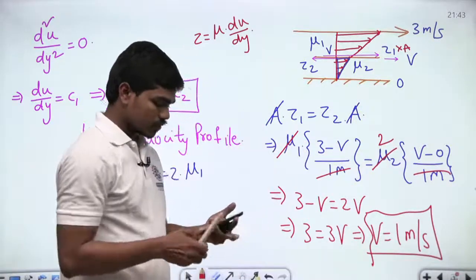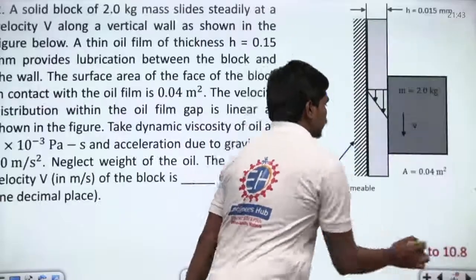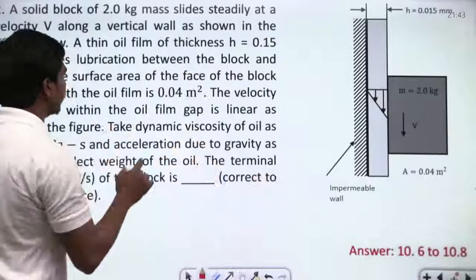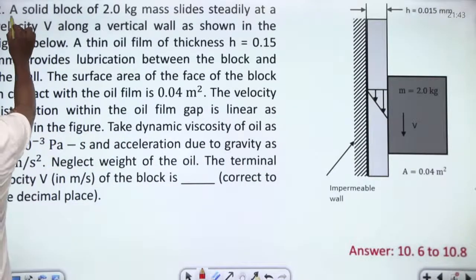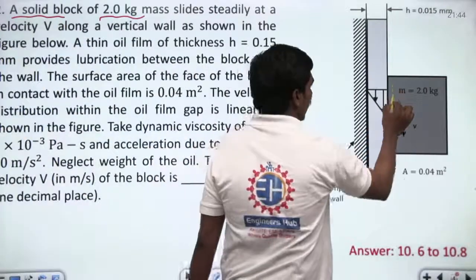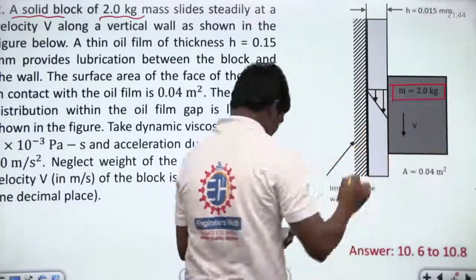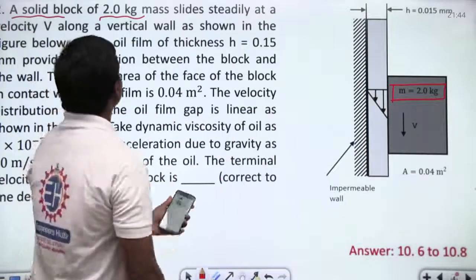Okay, fine. Let us go for the next question. This is one question that came in GATE in recent years, of course. So see here, a solid block of 2 kg mass. It is also given here, the mass of the block is 2 kg. I hope all of you are doing good. So let us read the question.